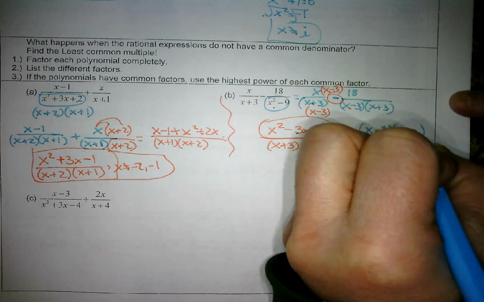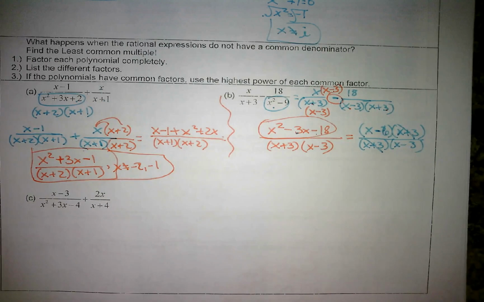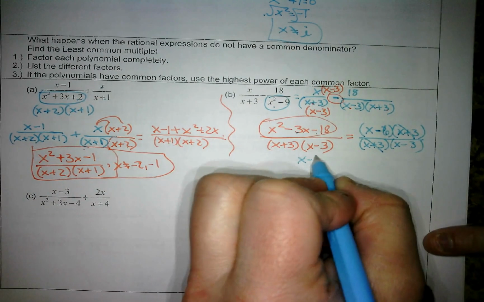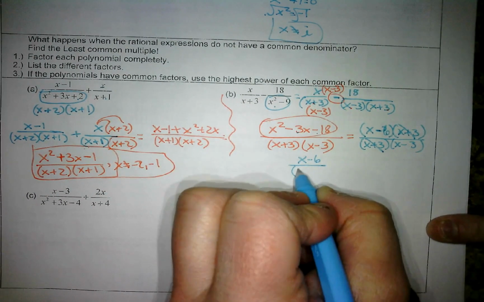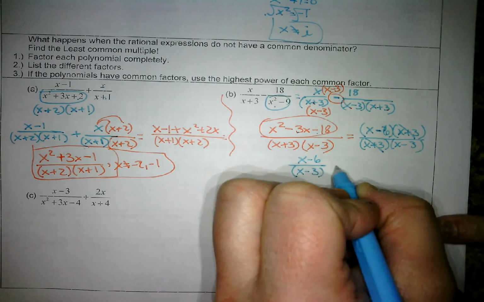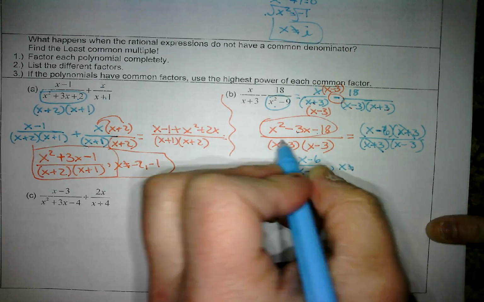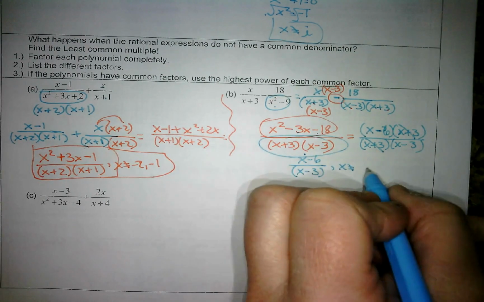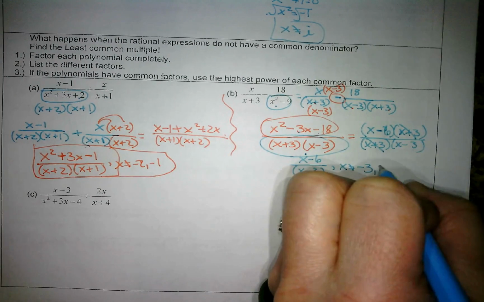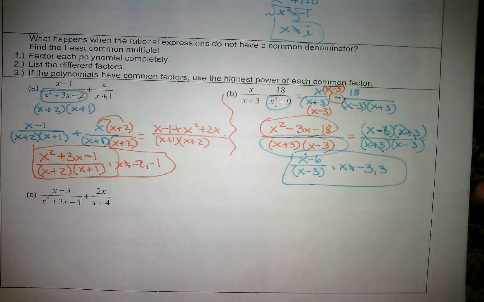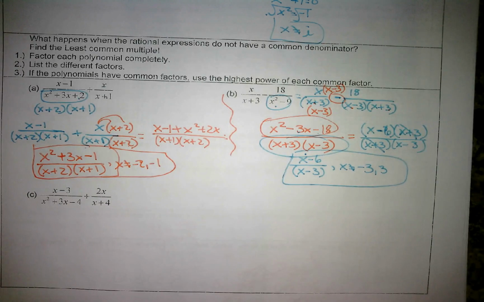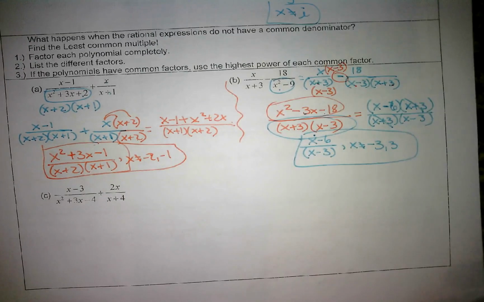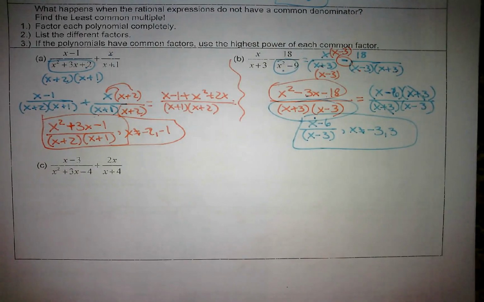Now we're going to simplify, just like we always have in the past. So our final answer then is going to be x minus 6 over x minus 3, where x cannot equal, right, we're going to go back to this one, negative 3 or positive 3. So make the denominators look exactly the same. And let's go on ahead and do this one.